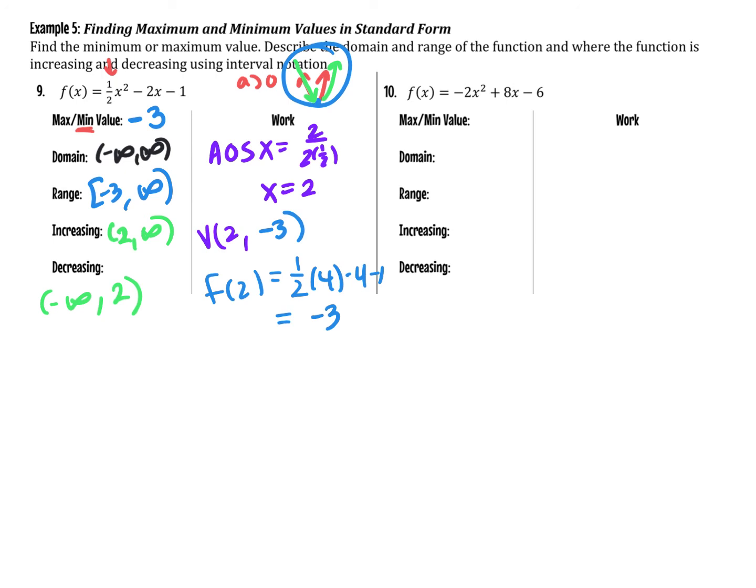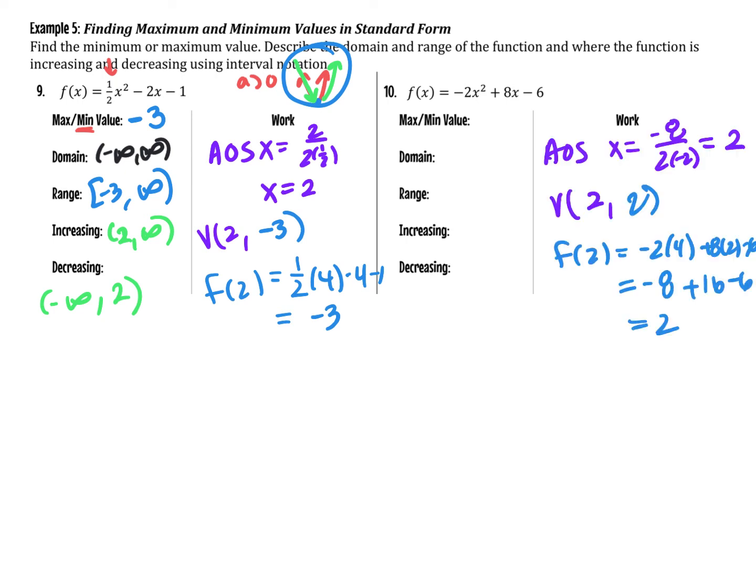All right, I'm going to encourage you to pause the video and work through number 10 completely on your own, and then unpause the video and see how you did. So here we go. This quadratic is going to open downward, so we have a maximum. After we find the vertex, that y value is going to be our maximum, which is 2. The domain is still -infinity to infinity. Since this is opening downward, our range is going to be -infinity up to that y value of the vertex, 2 being the highest this graph ever goes.